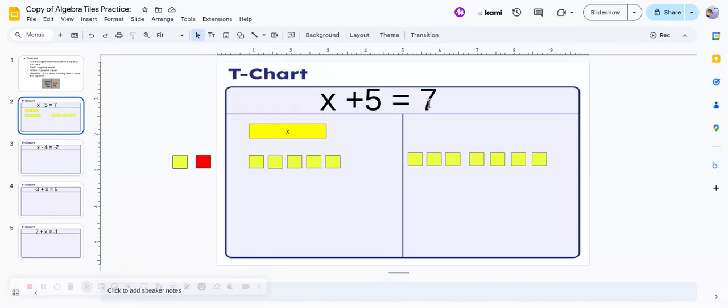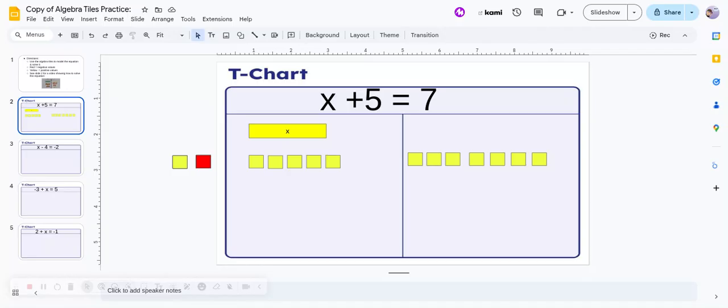Over on the right side, we've got an equals 7, so I pulled 7 positive integer chips or algebra tiles over to the right-hand side. On the left-hand side, I've got x plus 5. So I put my positive x down, and then I put 5 positive algebra tiles. Remember that yellow is positive, red is negative. And my goal is to figure out what x has to be.